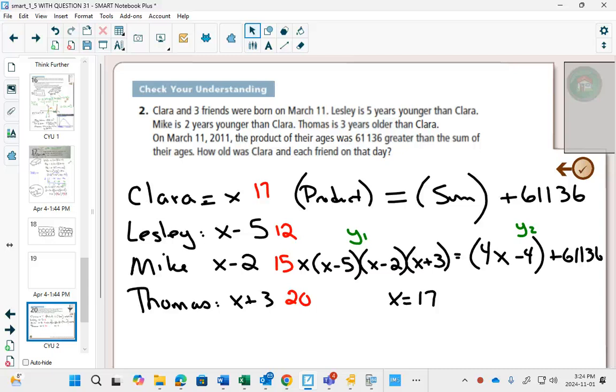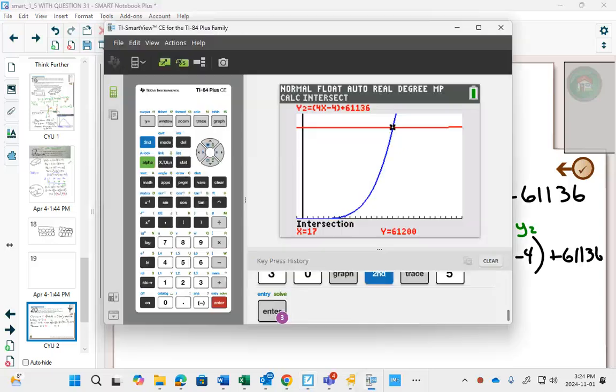Some other things you could do with the window of this one. You could probably have set your window up for the x's to be somewhere between 0 and 100, because they're talking about ages. It'd be kind of weird if we got an answer of, oh, Claire is 385. But for the context of what they're asking, maybe that would be a good answer, based on the question itself being ridiculous.